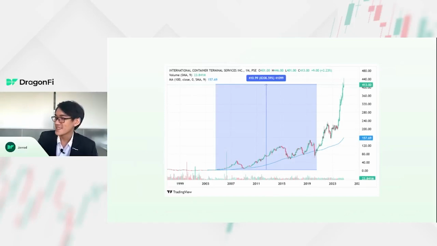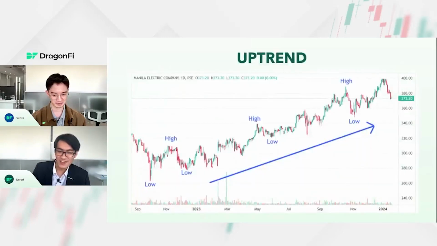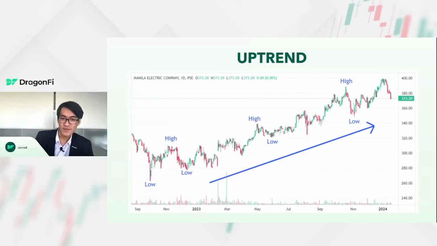Like for this example, ICT has gone up 8,000% from 2003. Happy ka ba, right? If you had that, right? So yes, uptrend is your friend. So yung technical definition naman ng uptrend. So generally, di ba, you can say na basta pataas yung presyo.